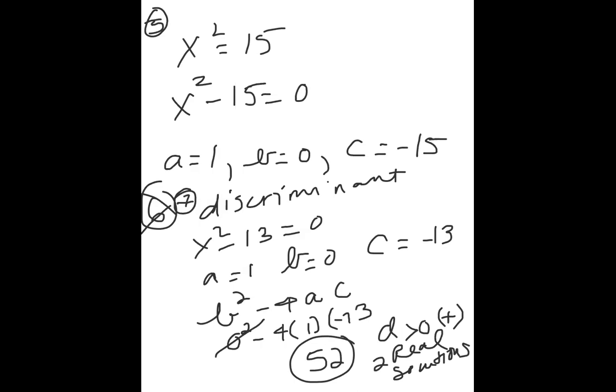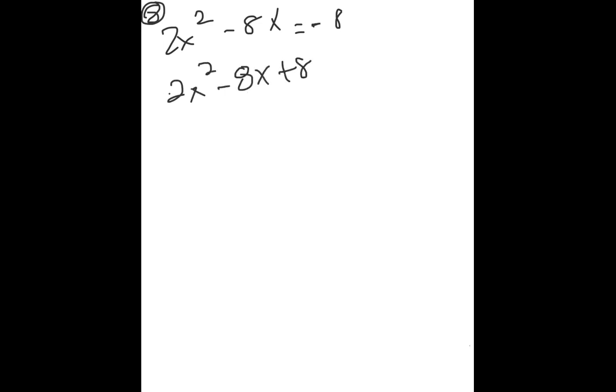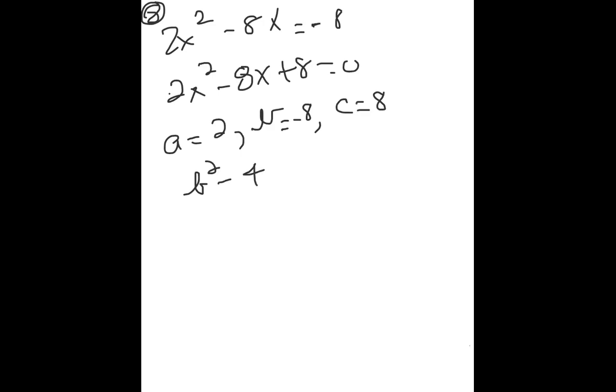All right, the next one is also a discriminant problem. You are given 2x squared minus 8x is equal to negative 8. And this is number 8, guys. And so the first step is to move that negative 8 over. So it becomes a positive 8. Find the value of A, which is 2, value of B, which is negative 8, value of C, which is 8. So now you're going to go into the discriminant formula, b squared minus 4 times a times c.